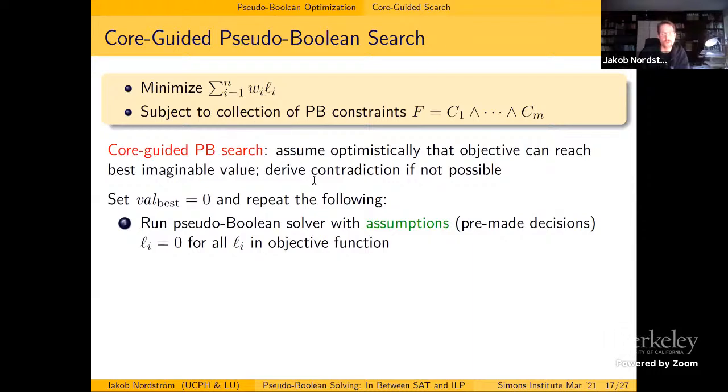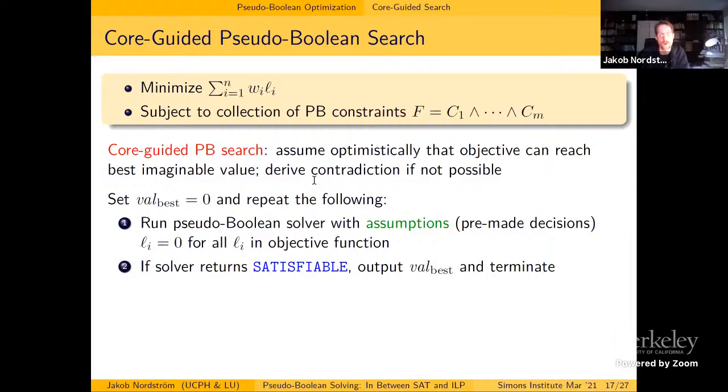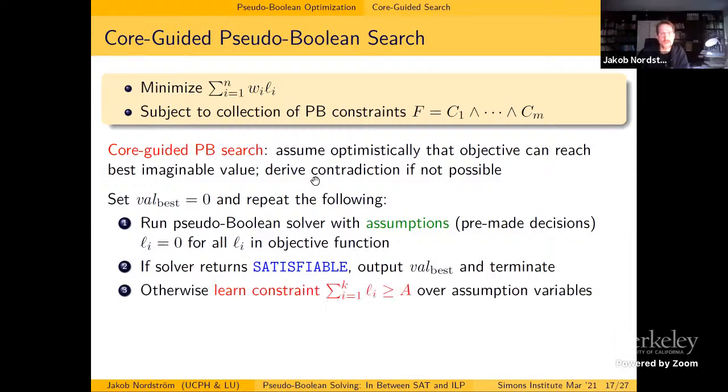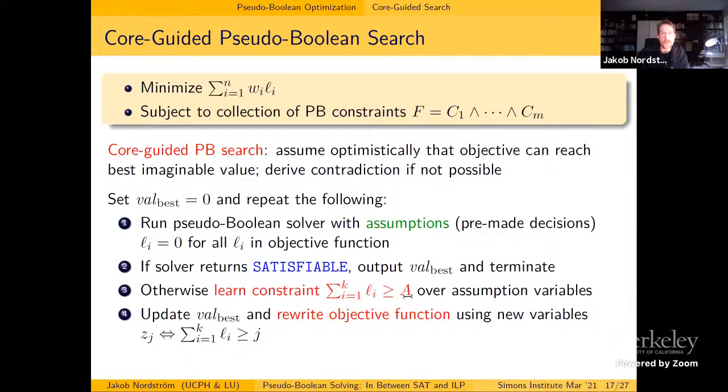And now one of two things can happen. Either this works out, and then I've clearly found the optimal solution, or it doesn't, and then I learn the reason why, that maybe some collection of these literals, at least A of them, have to be true. And then I can use this to update my estimate of what the best possible solution is.